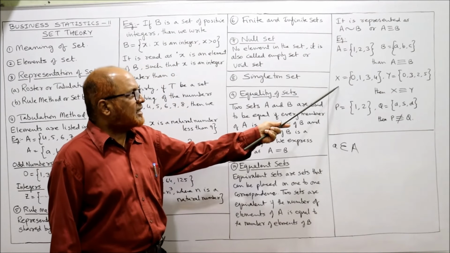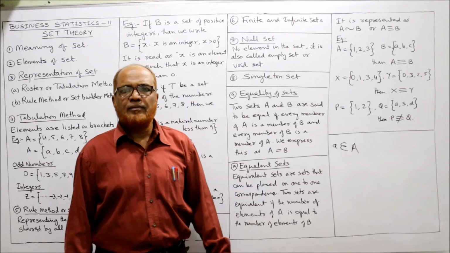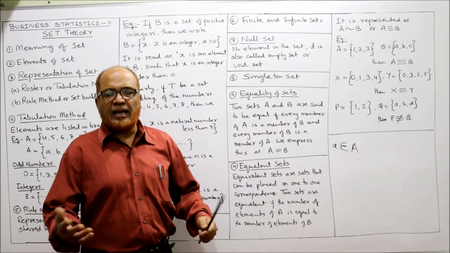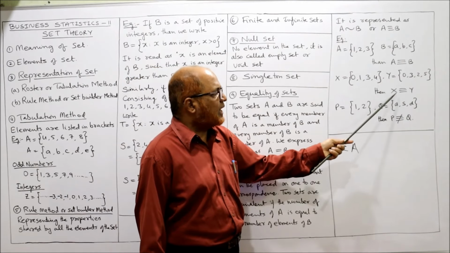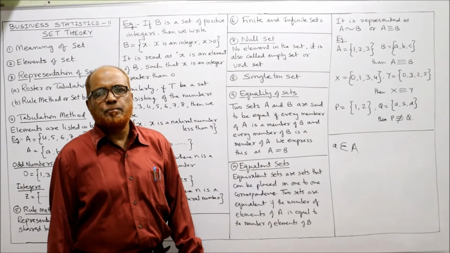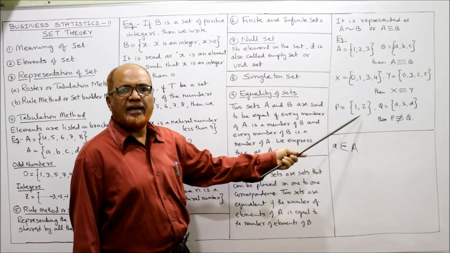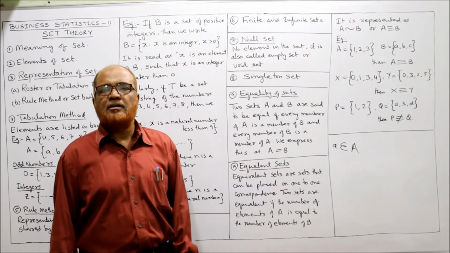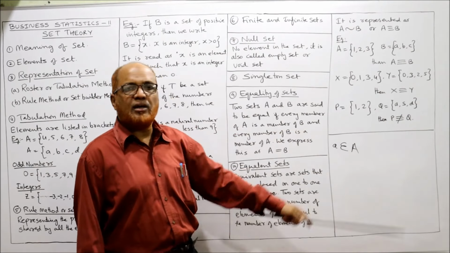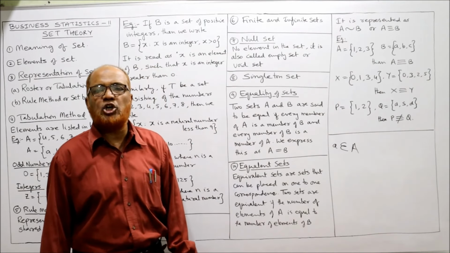Similarly, another example: X is equal to 0, 1, 3, 4, and Y is equal to 0, 3, 2, 5. Apparently the elements are different, but the number of elements is the same: 1, 2, 3, 4 and 1, 2, 3, 4. So X is equivalent to Y. Here P is equal to 1, 2. Only 2 elements are there in P. In Q we have A, S, D, 3 elements. These are not equivalent. P is not equivalent to Q because the number of elements in P is not equal to the number of elements in Q.